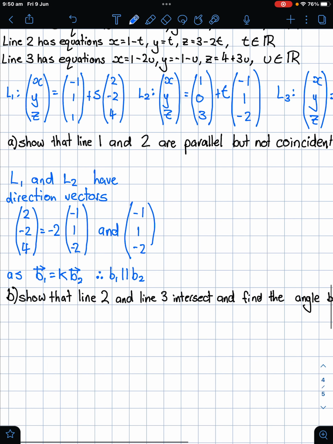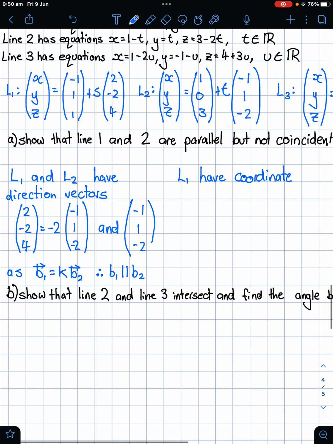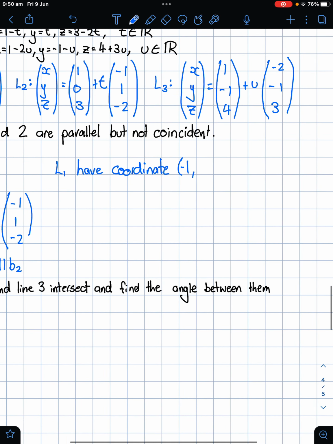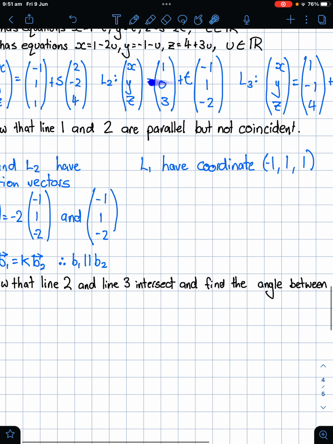So therefore, what we do is we pick a value. And so our text has picked quite a smart one. They've gone when S equals 0, line 1 will have a coordinate of, so if this is 0 here, we're going to have -1, 1, 1, and that is line 1's coordinate at that point when S equals 0. And so we need to just pick any point here that line 2 would have this value.